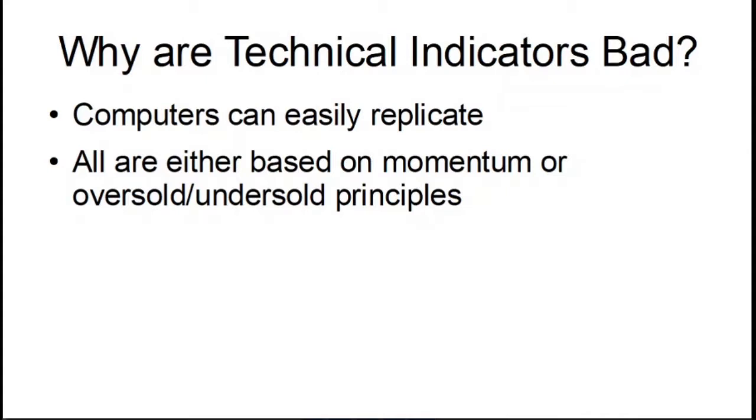So if you have a strategy, you have to make sure that it cannot be replicated by a computer. My strategy, there's no way a computer, there is, I guess, a way, but I don't think a computer can replicate it. You have to find something that a computer cannot replicate. It's that simple.